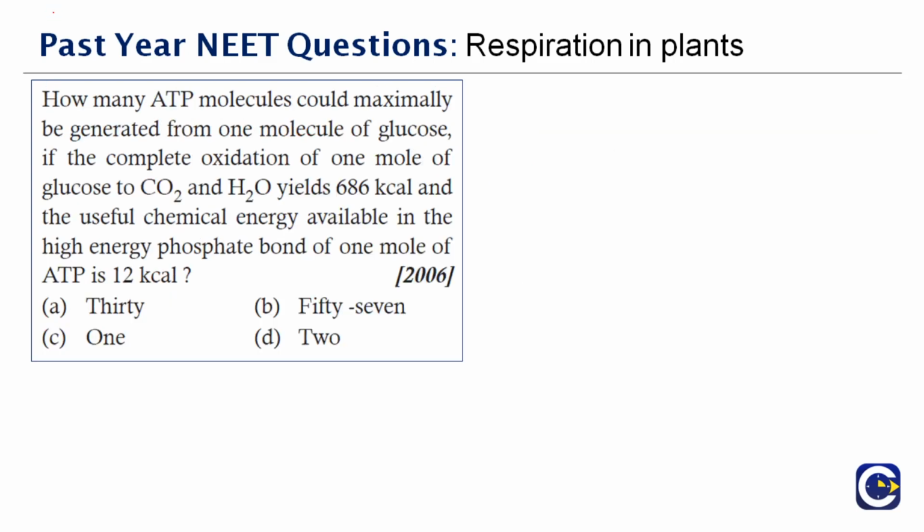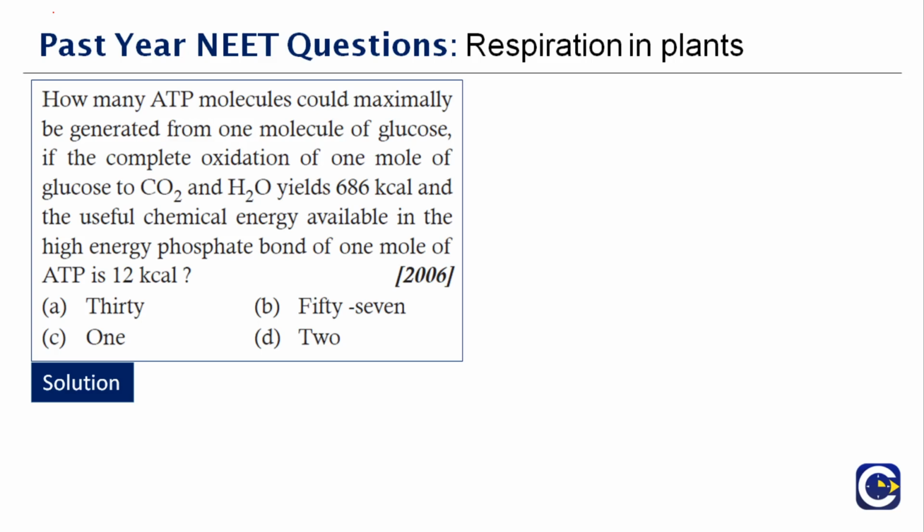Okay, next question here. How many ATP molecules could maximally be generated from one molecule of glucose if the complete oxidation of 1 mole of glucose to carbon dioxide and water yields 686 kilocalories, and the useful chemical energy available in the high energy phosphate bond of 1 mole of ATP is 12 kilocalories. Now look at this question. Seems to be very big, but it is very important that you understand the question. Only then you will be able to answer. Now let's read the question again.